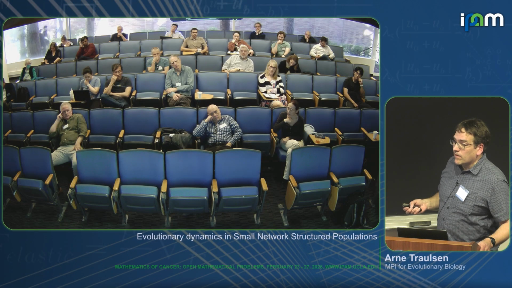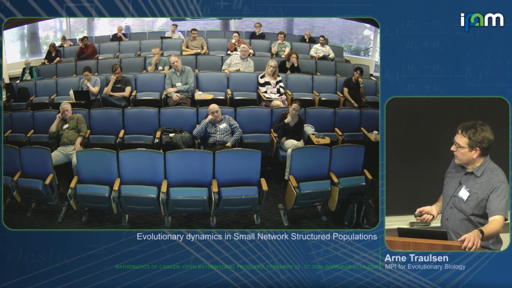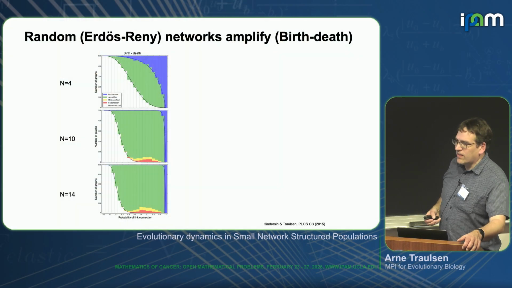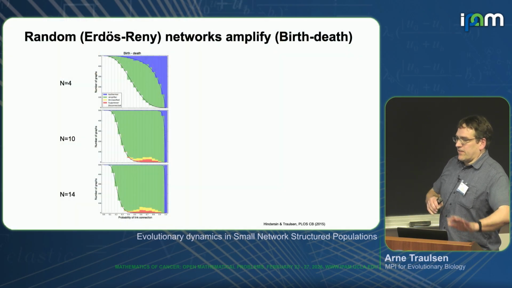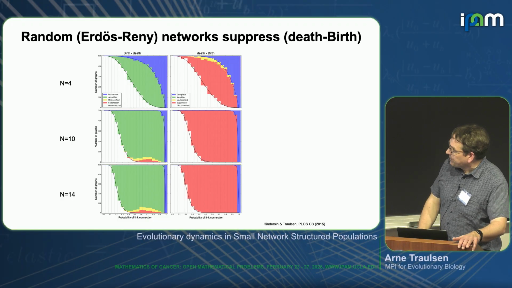Is that how you construct them? Yeah. So the Erdős-Renyi graph is a certain probability that you have a link. Here you see a couple of red ones that are suppressors, and yellow ones, we couldn't classify them. We just said these are other graphs. And in larger graphs, you see even more of them.